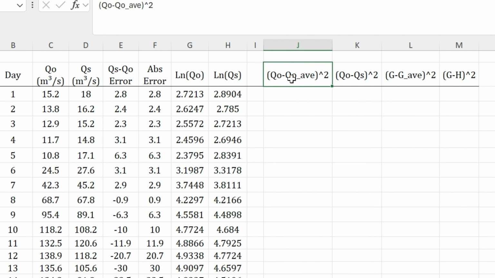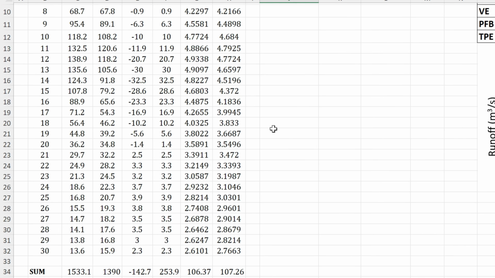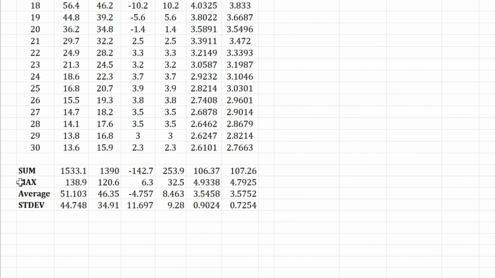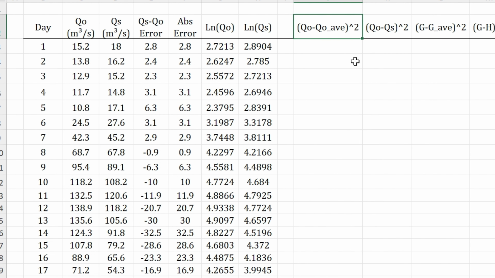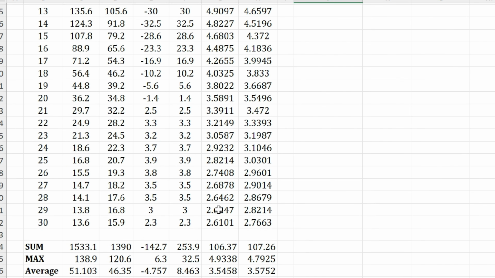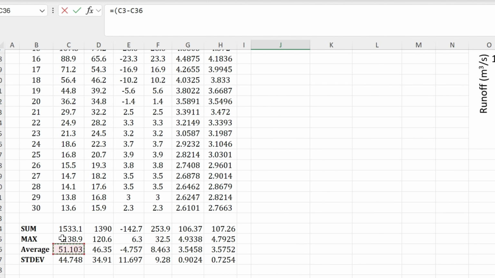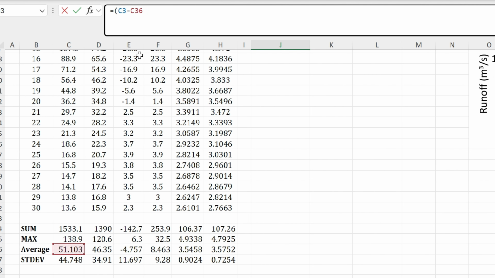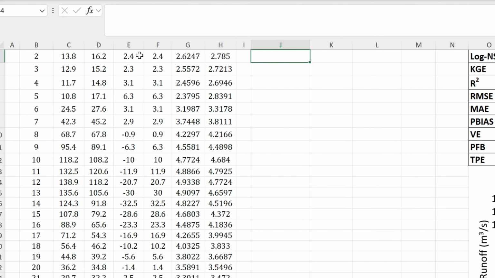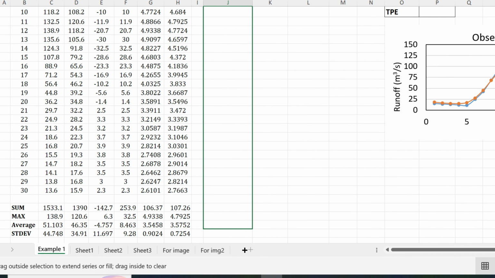And now let's move to columns J to M. For that, I need the average value. So I scroll down here. I've already calculated the summation, maximum, average, and standard deviation of these columns. And now I come back to start. Here, the value will be the observed one minus the average observed, which is this value. And don't forget to put the $ sign in order to fix it, because this is the number that we don't want to change when we drag it down. And then that goes down to here.